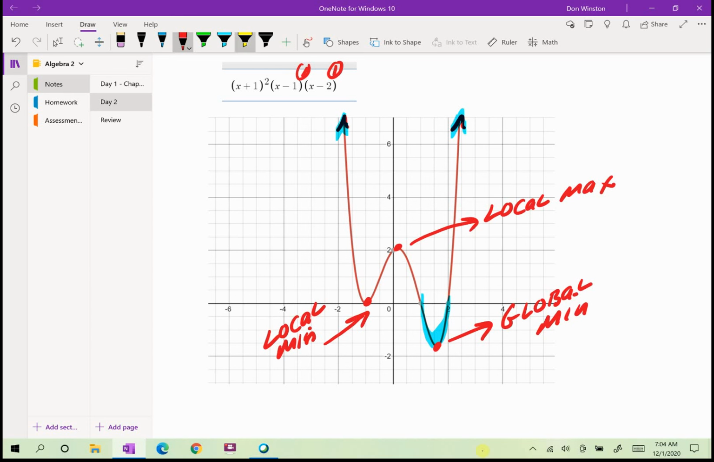Okay. I also want you to notice that we have x plus 1 squared. So we have two factors, x plus 1 times x plus 1. And anytime you have the same factor multiple times, it always touches the x-axis, is tangent to the x-axis. So you can see at the zero of -1, it touches the x-axis. And then my other zeros are 1 and 2, and it crosses the x-axis there. Okay.